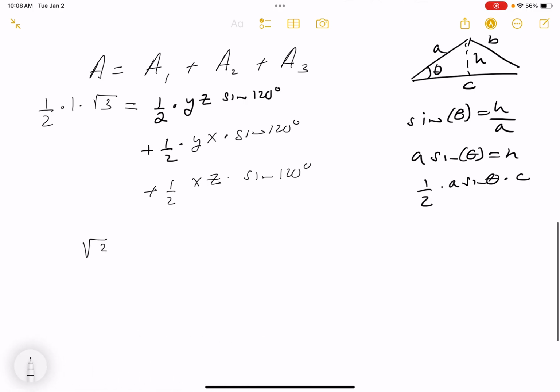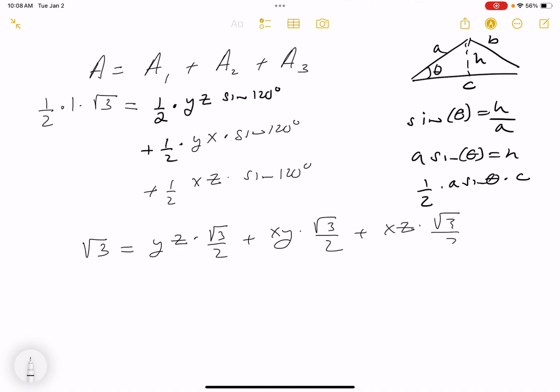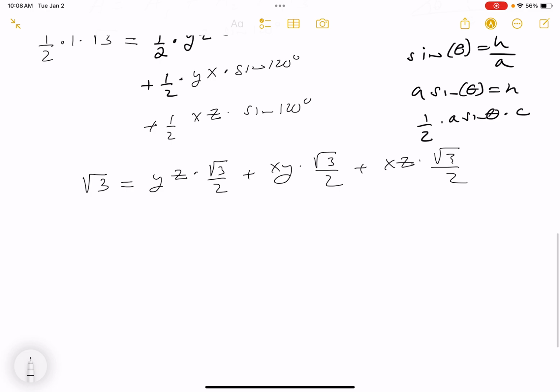You get √3. You get YZ. The sine of 120 is √3 over 2. Plus, again, I multiplied both sides by 2 already. So you get XY √3 over 2, and then you get XZ √3 over 2. I'm going to divide both sides by √3 and multiply by 2. So 2 would equal YZ.